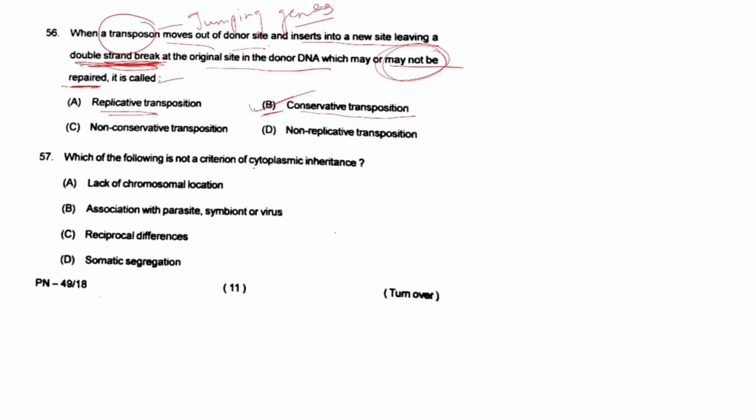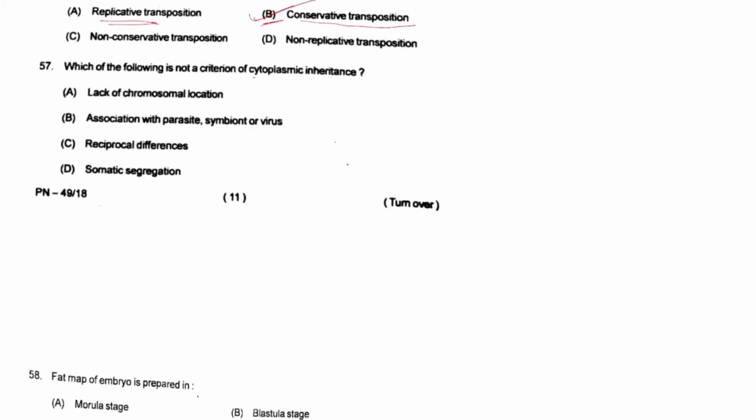Question number 57. Which of the following is not a criterion of cytoplasmic inheritance? Options are A, lack of chromosomal location, B, association with parasite, symbiotes or virus, C, reciprocal differences, D, somatic segregation. So if you look at these options, the right answer will be option number B, that is association with parasite or symbiote. This is not a criterion for cytoplasmic inheritance.